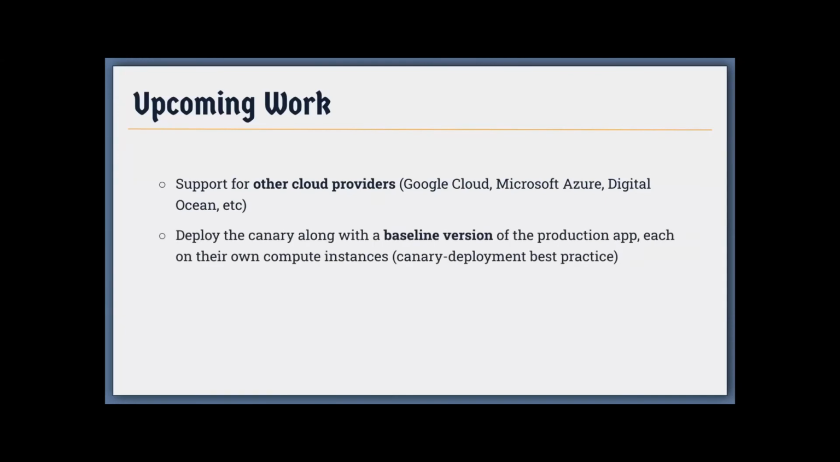We're also going to allow developers to deploy their canary and a baseline version of the production app, each on their own compute instances. This isn't essential, but some currently consider it best practice, as it allows you to isolate any differences between the canary and the production app more precisely. Again, we're already splitting traffic and creating new instances, so this is just going to require a little more of that.